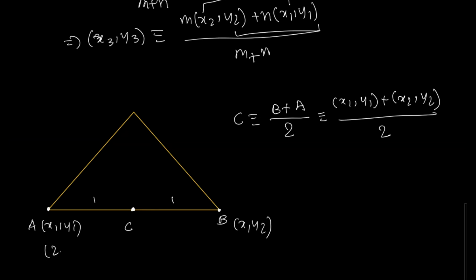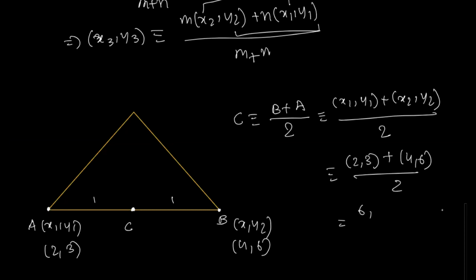Suppose these coordinates are 2, 3 and 4, 6. Now what will you do? We'll do x1. What is x1? 2. The coordinate is 2, 3 plus 4, 6, whole divided by 2. At the x values, 4 plus 2, 6. 3 plus 6, 9. Then divide both of them by 2 separately. It becomes 3, 9 by 2. That's how we write the coordinates. Yes, simple. This is my special case of the section formula.